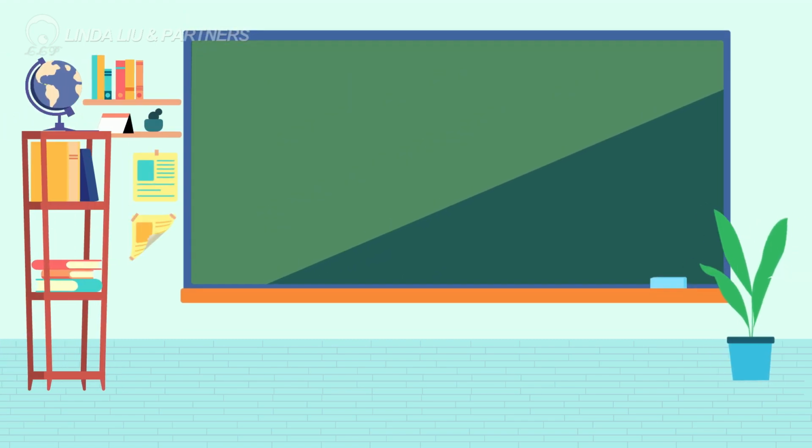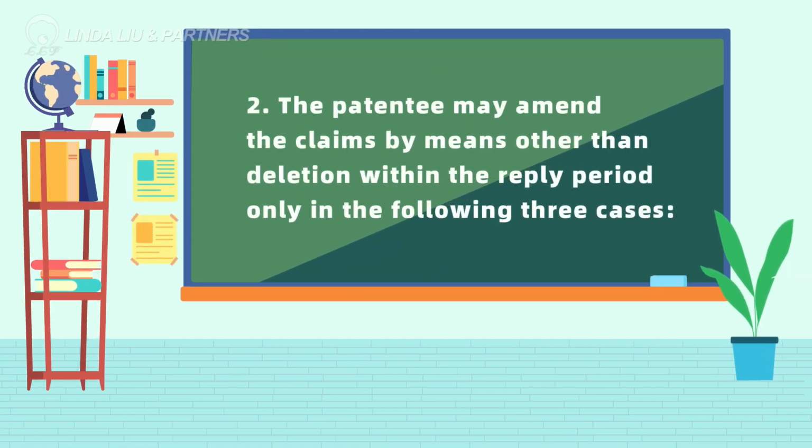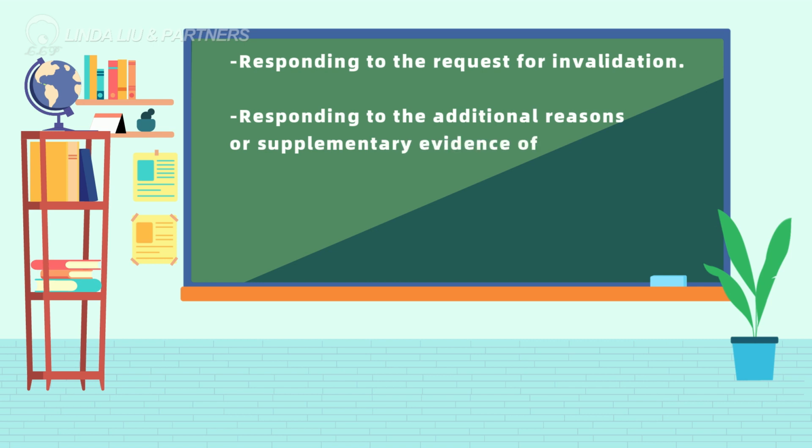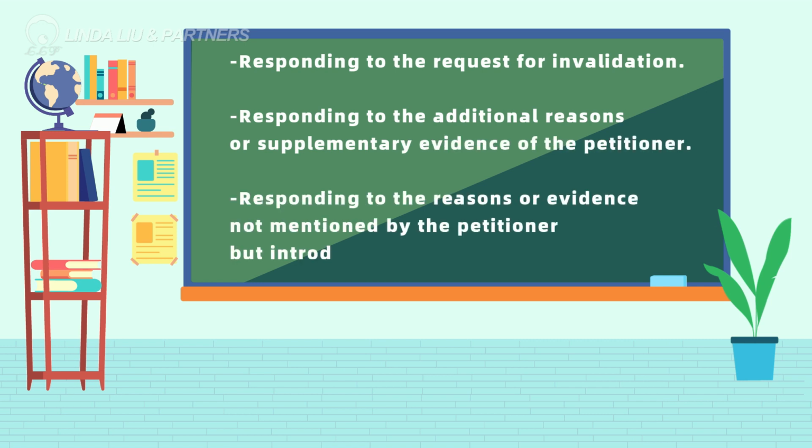Two, the patentee may amend the claims by means other than deletion within the reply period, only in the following three cases: responding to the request for invalidation, responding to the additional reasons or supplementary evidence of the petitioner, responding to the reasons or evidence not mentioned by the petitioner but introduced by the PRED.